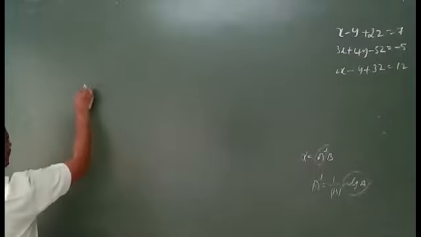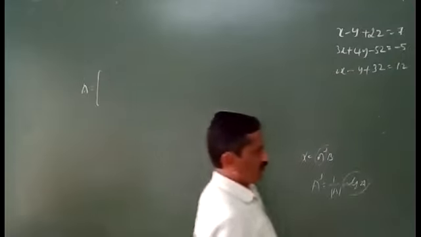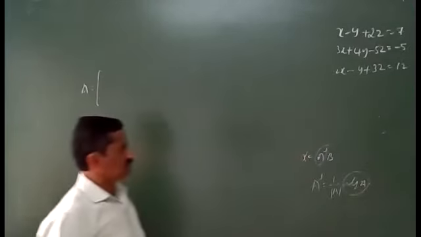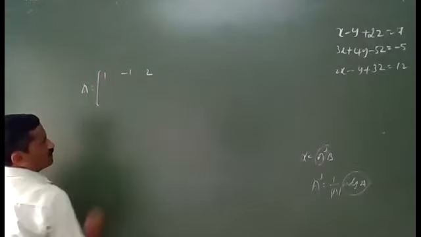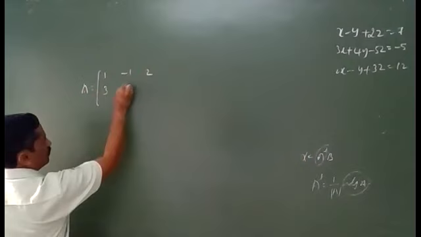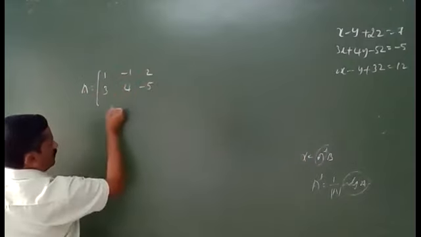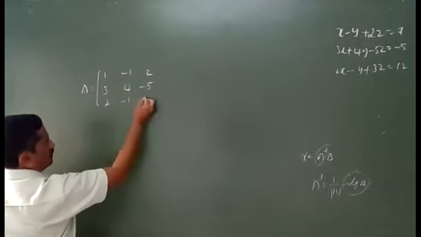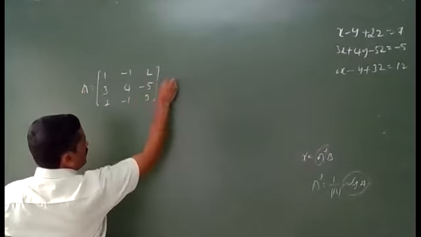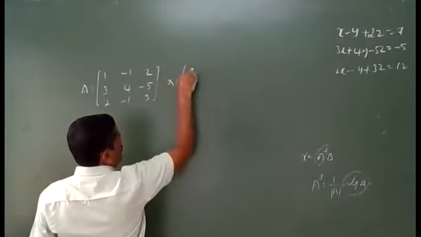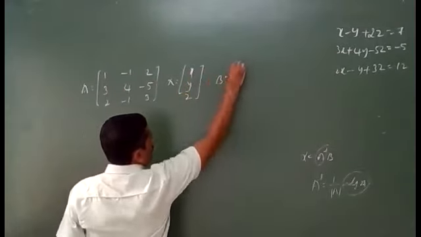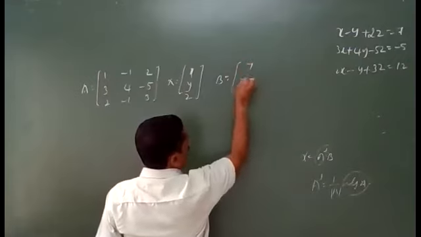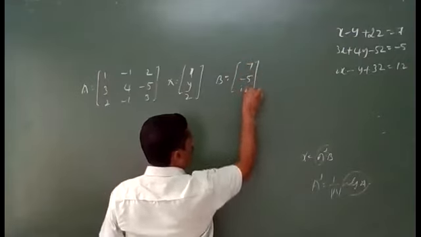This coefficient matrix A is equal to writing the coefficients of x, y, z from the first equation, second equation, and third equation. That is 1, minus 1, 2, again 3, 4, minus 5, next 3, minus 1, 3. So the variable matrix X is equal to x, y, z. Again, the constant matrix B is equal to 7, minus 5, 12.